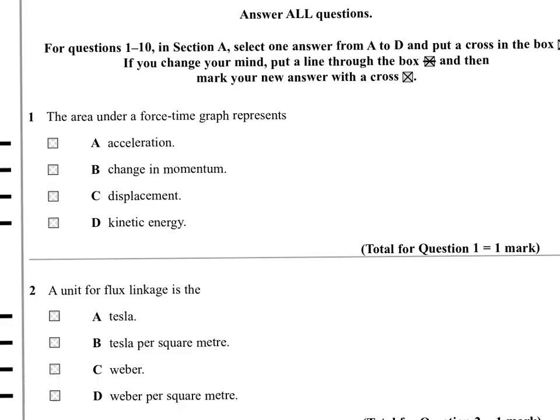Question 1. The area under a force-time graph represents which of these quantities? Remember, force times time, that's impulse, and impulse is equal to change of momentum. So we're definitely looking at B there.